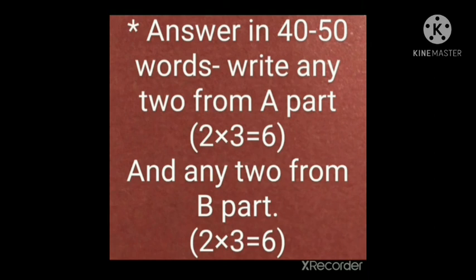So 2 into 3, 6. That means you have to attempt 40 to 50 words. You have to write a total of 4 questions, 2 from A part and 2 from B part. Total 4 questions. A part 2 into 3, 6 marks. B part 2 into 3, 6 marks. Total 6 plus 6, 12 marks.